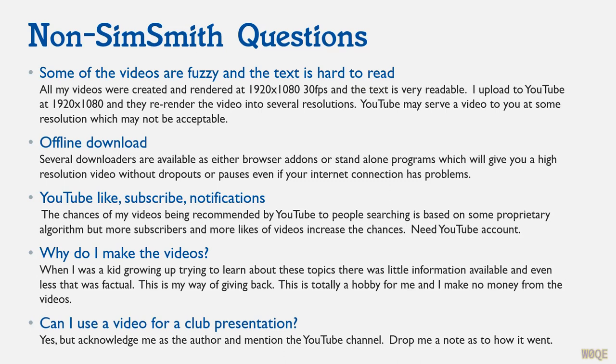And the complaint is that the videos are fuzzy and the text is hard to read. All the videos I've created have been rendered at 1920 by 1080, 30 frames per second, and at that resolution, the text is very readable. I upload to YouTube at that same resolution, and they re-render the video into several different resolutions. YouTube may serve a video to you at some resolution which may not be acceptable, based on some algorithm. And let's look at that for a moment.